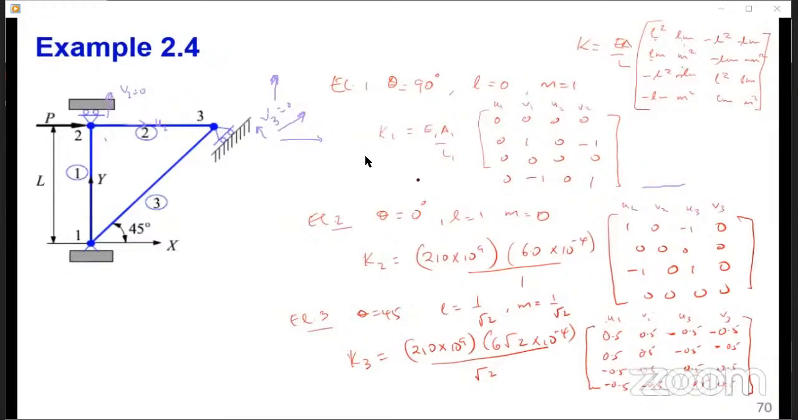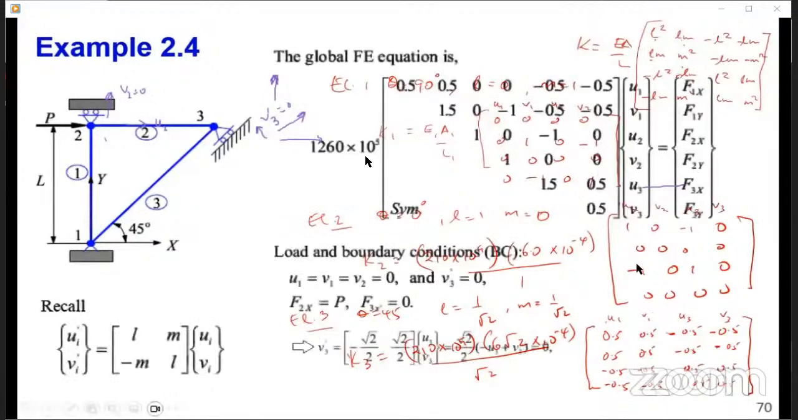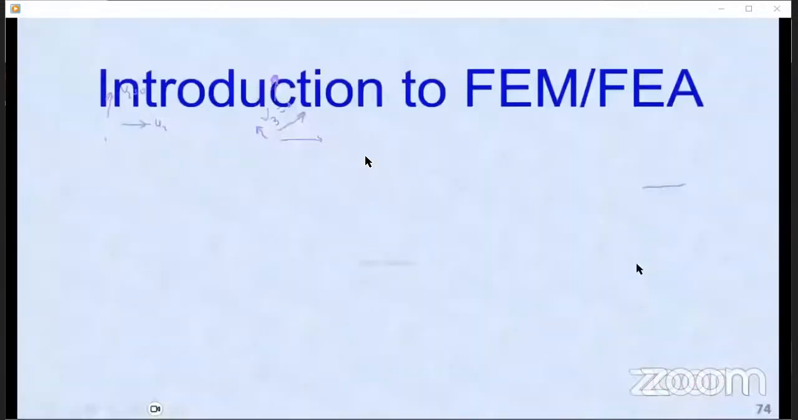Because why are you writing this here? When you come to superposition, you have to be very careful. You don't add elements which are not at the interconnected node. Because you are going to add U1, V1 with U1, V1 in either of these elements. Okay? You don't want to make that mistake. So what remains now is just to assemble the stiffness matrix. Quite some work here, which again, I can leave to you at this stage.